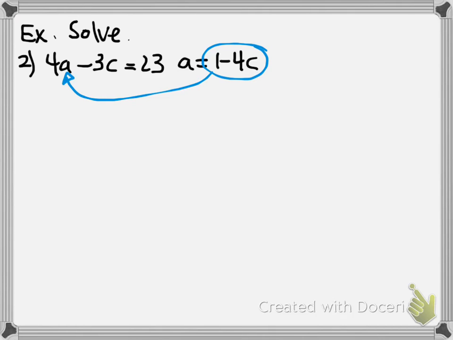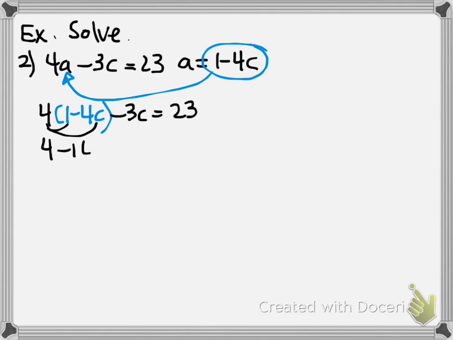So here's what my equation now looks like. I have 4, and then times the new a value, which is that 1 minus 4c, minus 3c equals 23. So what I've done is I've taken a two-variable equation and I now only have one variable, and I can solve one variable equations. So I distribute. 4 times 1 is 4. 4 times negative 4c is negative 16c. There's a minus 3c on the outside, so he gets written in.